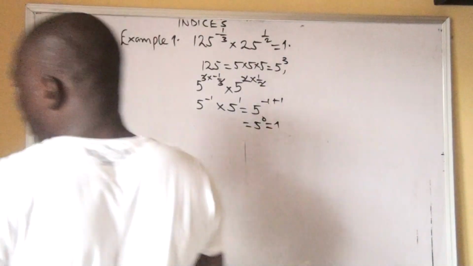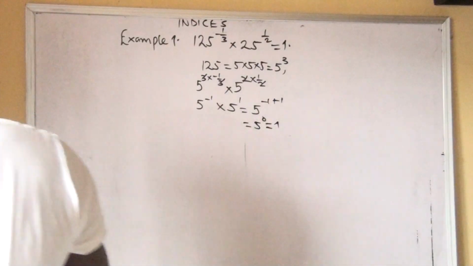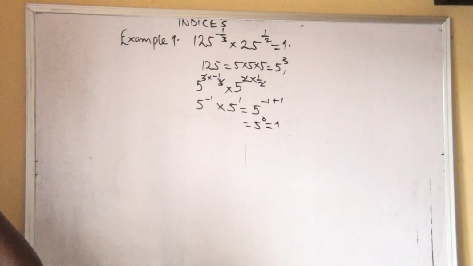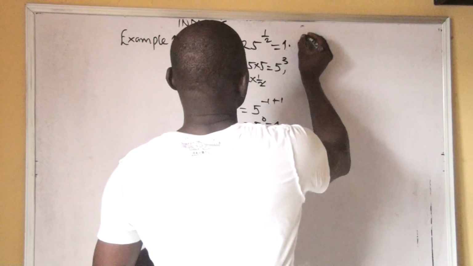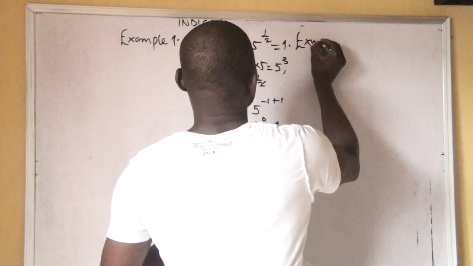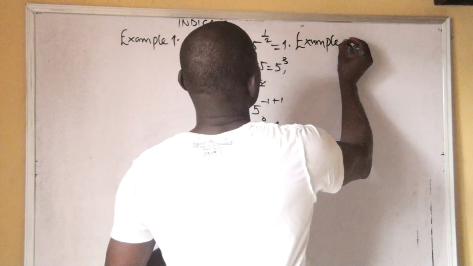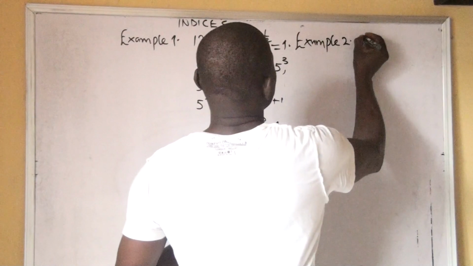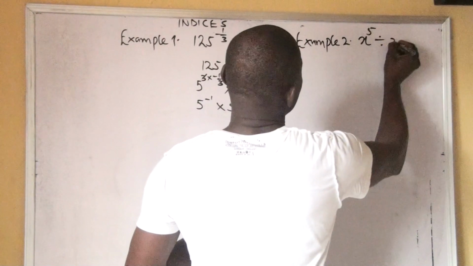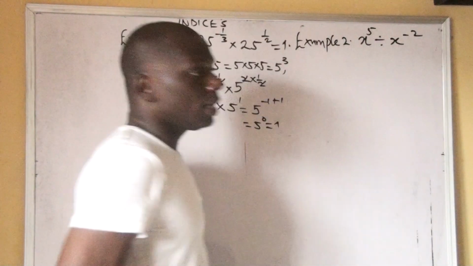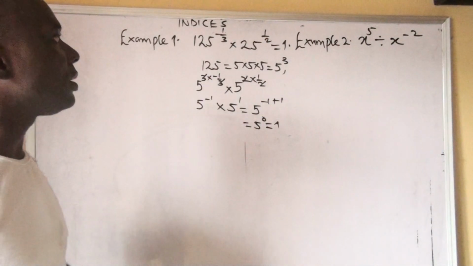Now let's look at another question. Example 2 says simplify s raised to power 5 divided by s raised to power minus 2. Okay, let's look at this question.